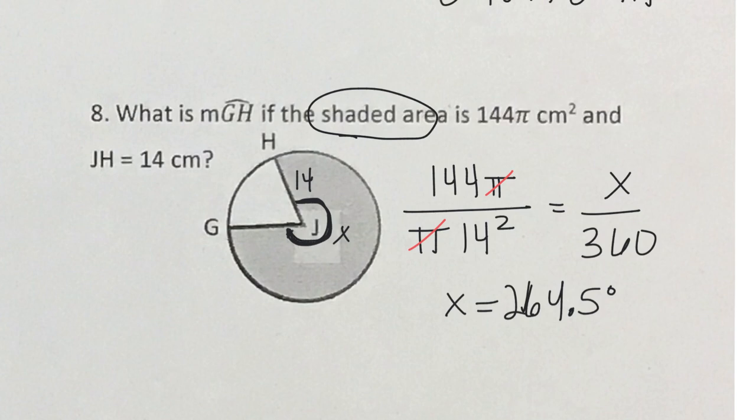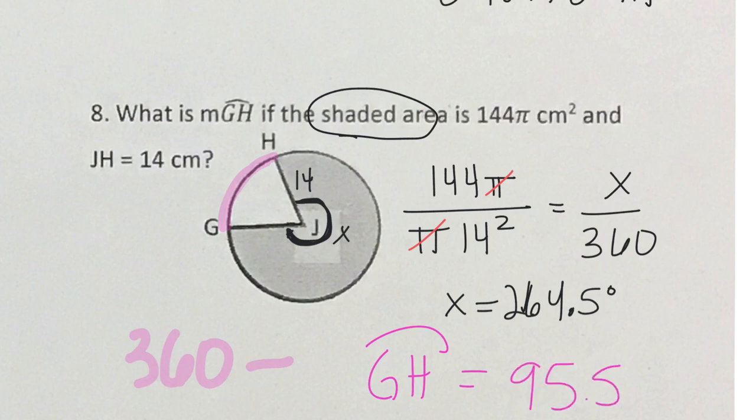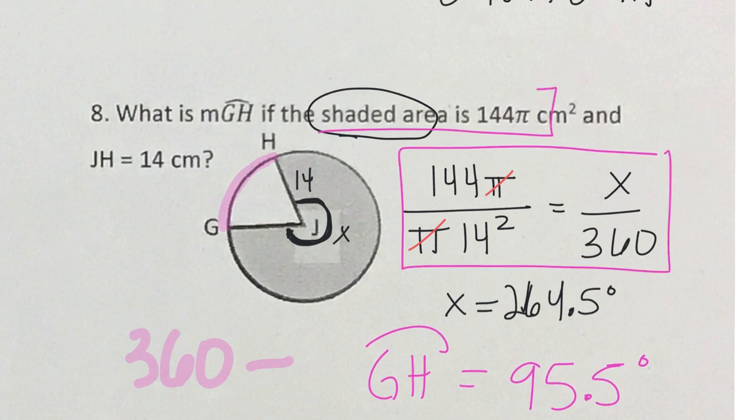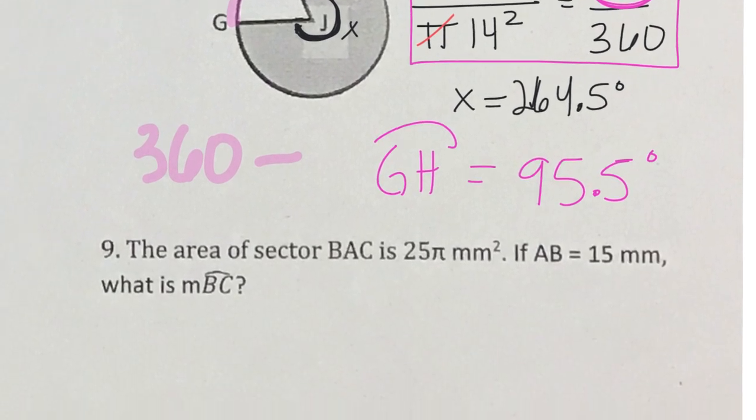We weren't asked for the shaded area. We were asked for this. So when we do 360 minus the shaded area, we come up with an arc for GH of 95.5 degrees. Okay? When you're using this formula, you are using the information that you're given. So if we have the shaded area's formula, we find the shaded area's angle. You need to make sure that you are solving for what you're asked to solve for.